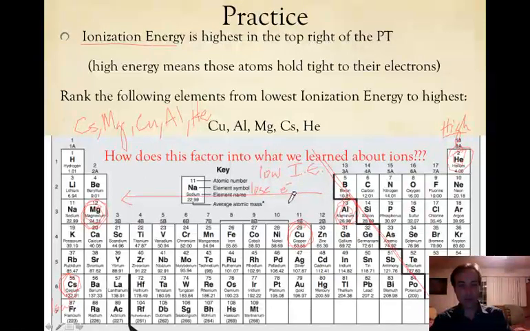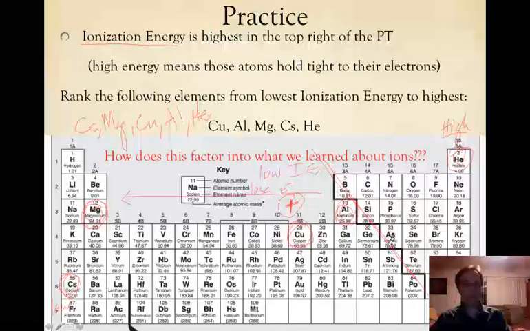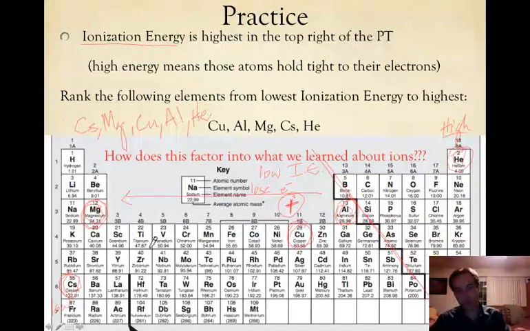And that means that if you lose an electron, they tend to form positive ions. Anything to the left of the staircase, basically the metals, tend to lose electrons, becoming positive ions.